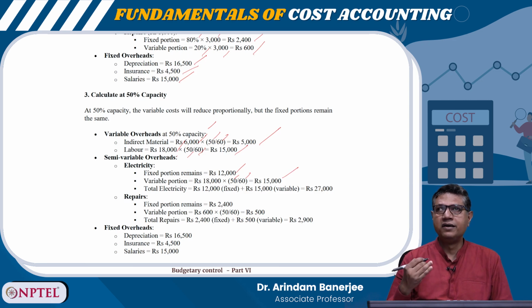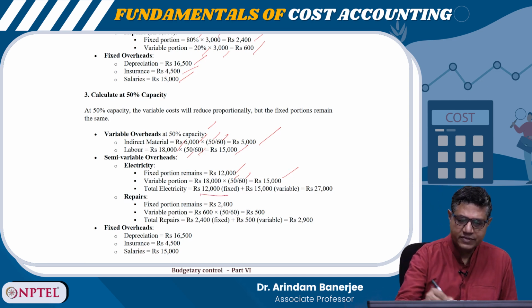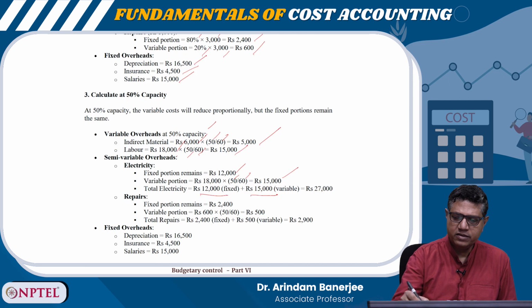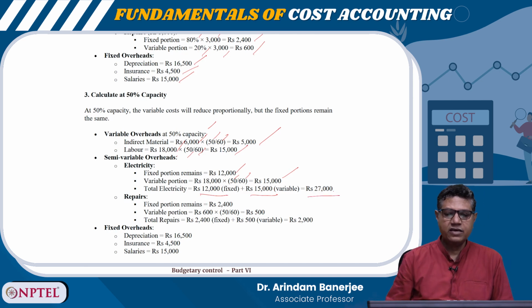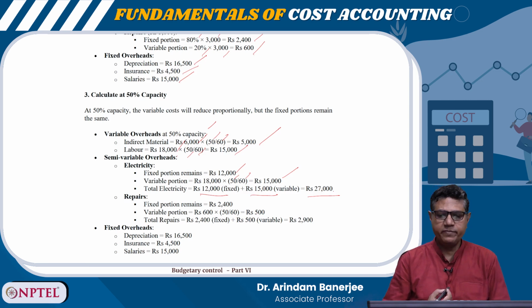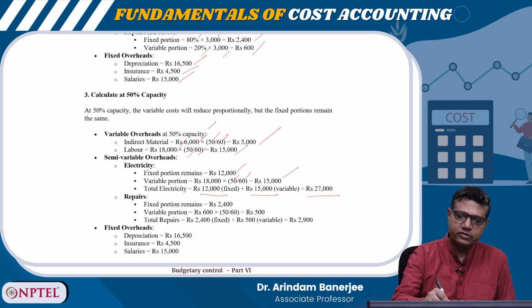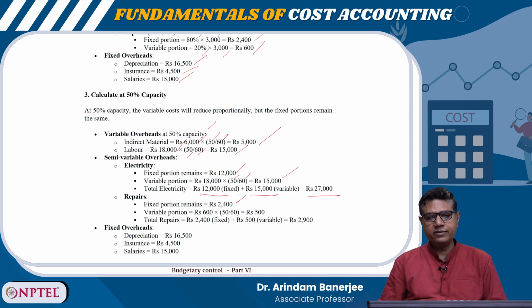So when the capacity utilization falls, the variable portion of electricity will fall. Total electricity will be this 12,000 fixed plus 15,000 variable, so 27,000 when the capacity utilization is 50%. Repairs is another semi-variable overhead, in which the fixed portion, 2,400, which we calculated earlier, will remain unchanged.